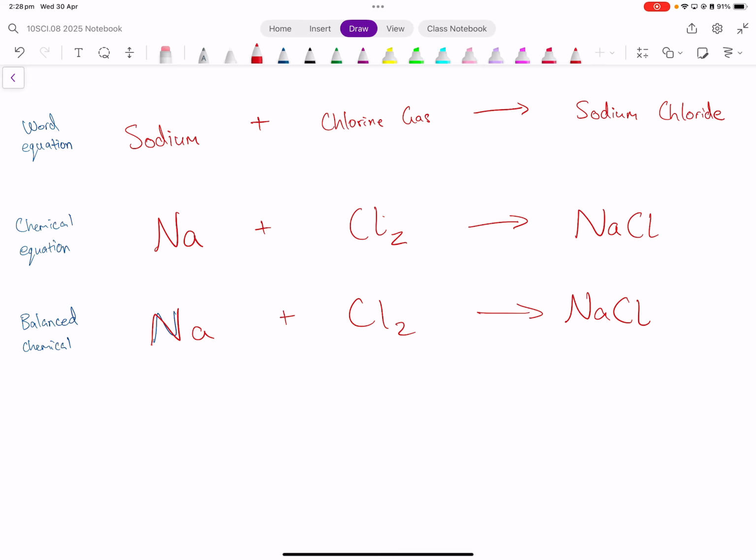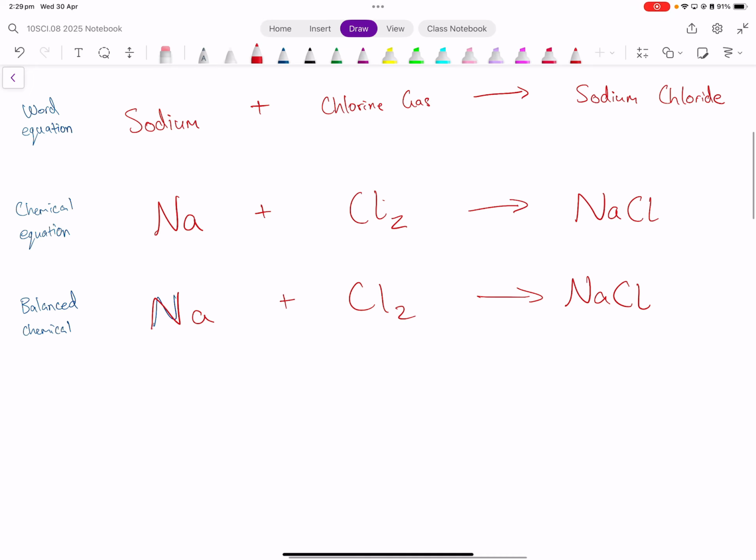But what can change is the number that we put out the front. Okay? So your page looks like this. You've got a little bit of room down the bottom. Here's what we're going to do. I know you don't have different colours, but I'm going to use some just to make it very, very clear.